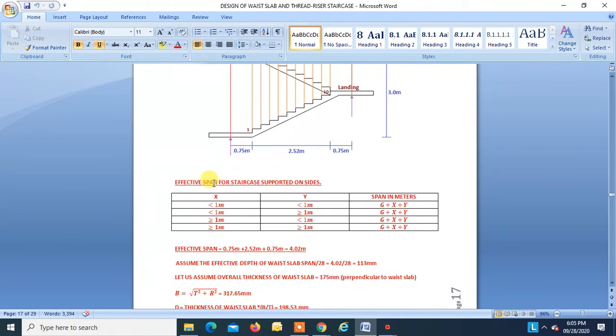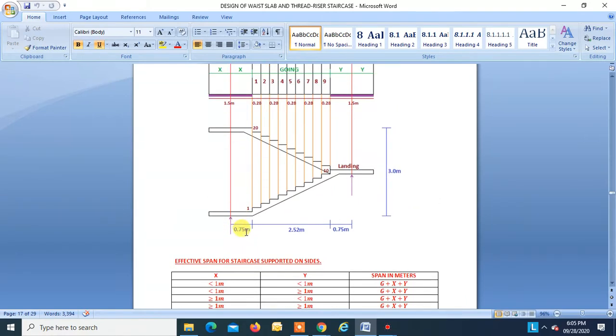Okay, the effective span of staircase supported on side. This is a table given in the code. Okay, so we have to see in which criteria we fall. X is equal to 0.75, which is less than 1 meter. Y equal to 0.75 meter, which is less than 1 meter. So we follow this criteria, that is G plus X plus Y. Okay, that is equal to, this is X, this is G, this is Y.